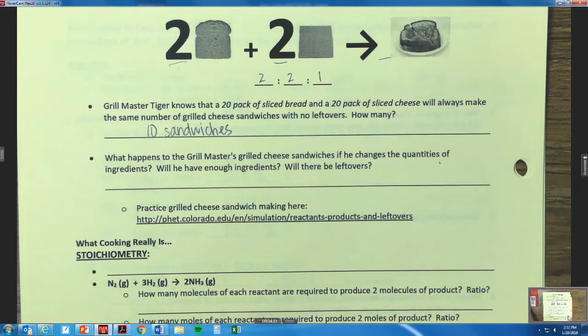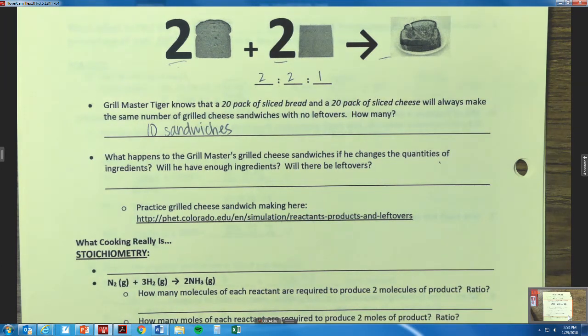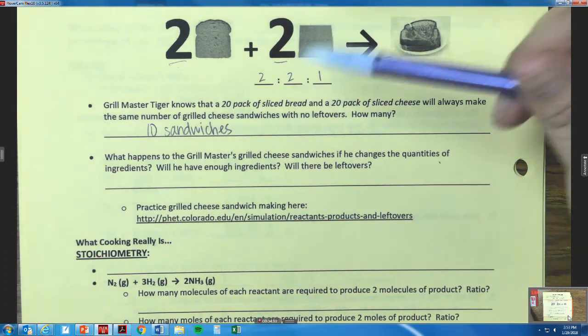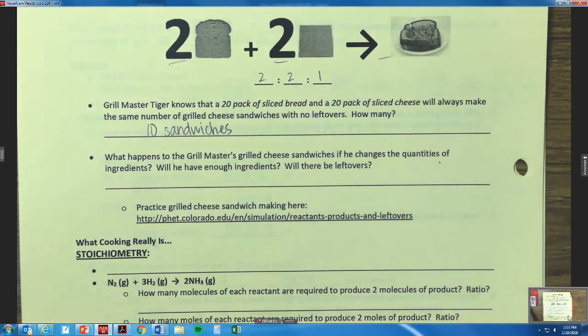What happens to Grillmaster's grilled cheese sandwiches if he changes the quantities of the ingredients? Will he have enough ingredients or will there be leftovers? If you tried to make a grilled cheese sandwich and had 6 slices of cheese and only 4 slices of bread, would you still have enough to make a sandwich? No, probably not. You would have more cheese than bread. So changing the quantity of any single ingredient will change the number of sandwiches.